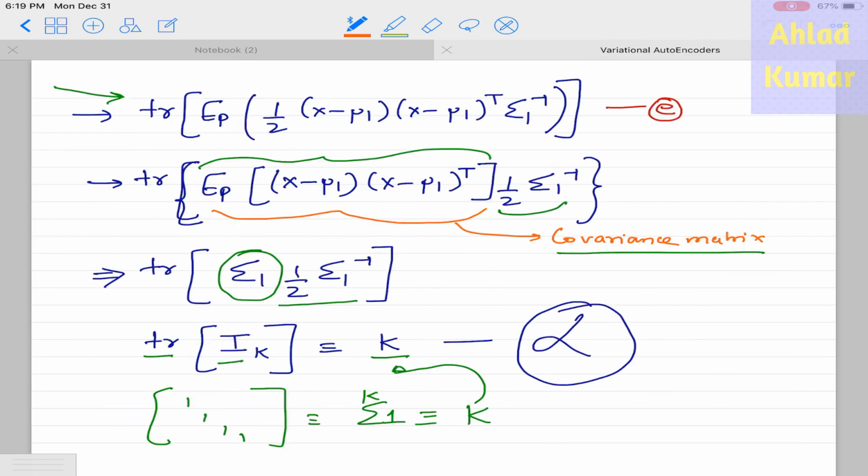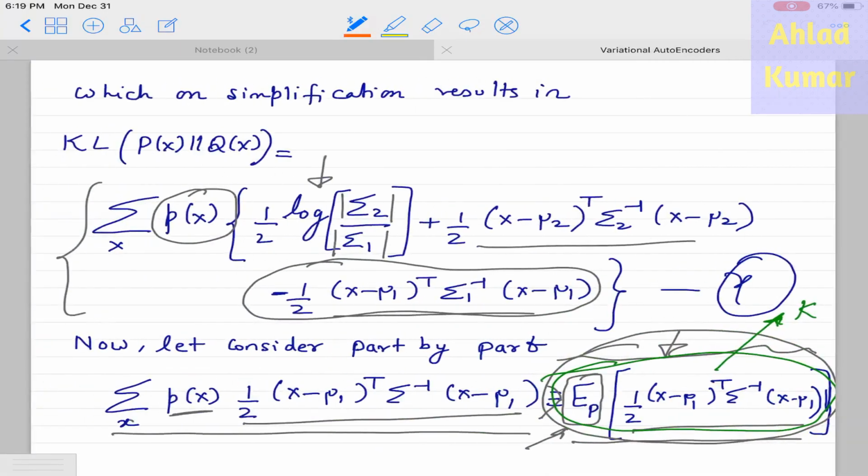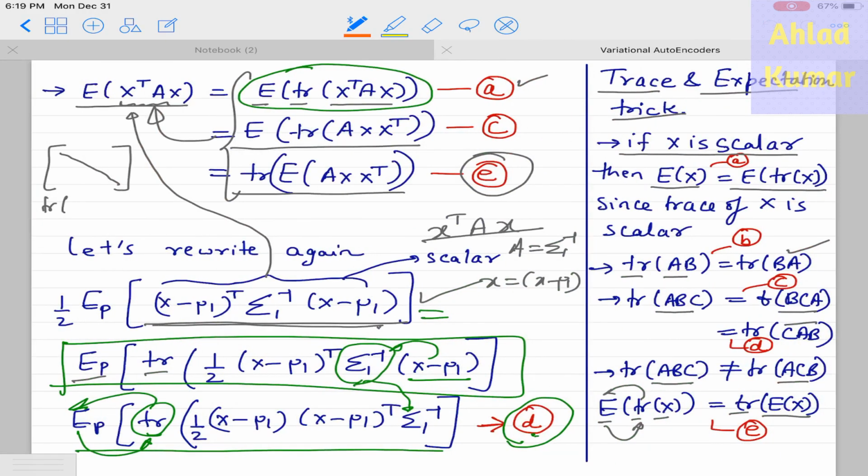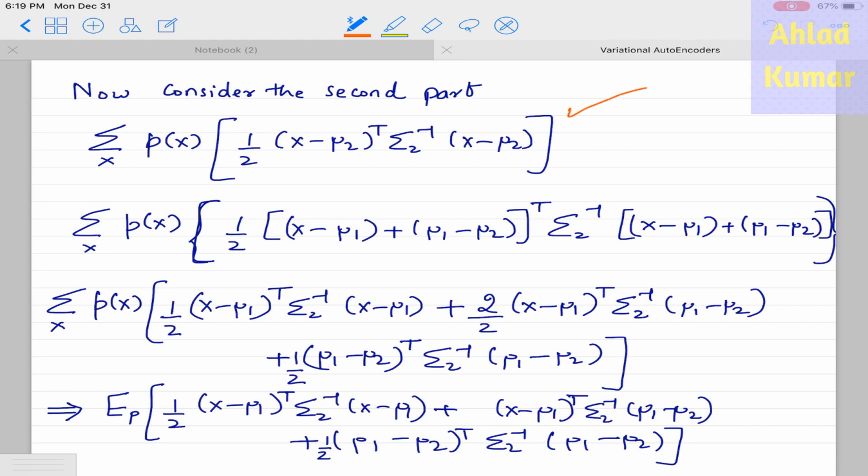Once this is simplified to k, now we will see how we can simplify this expression. In order to do that, let's repeat this expression over here. I have just repeated it again, and please note that I have kept the probability px also multiplied with this argument, which is important.